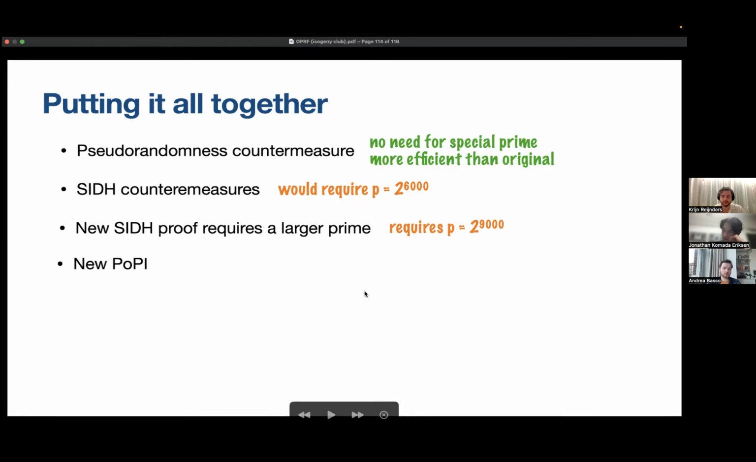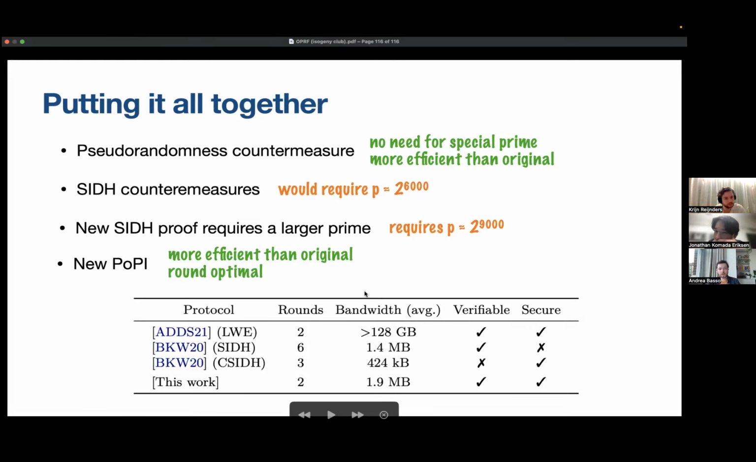And lastly, we provide a new proof of parallel isogeny that is round optimal, and it's significantly more efficient than the original because we can obtain it nearly for free from the other two existing protocols. So if we compare the results of this work with the 3 existing post-quantum OPRFs, we fare quite a bit better. When we compare to the lattice-based one, we obtain the same characteristics, as in it's verifiable, secure, and round optimal, while using several orders of magnitude less bandwidth. Compared to the original construction by Boneh and Wu, we only require a slight increase in bandwidth.